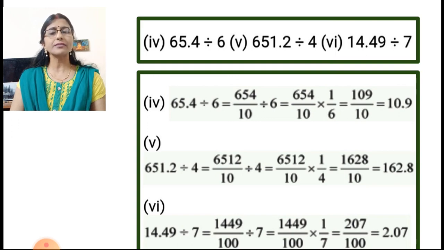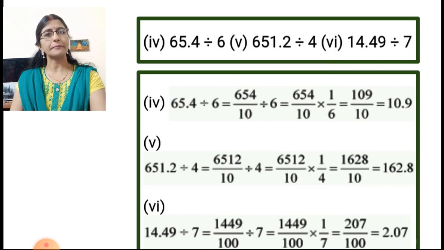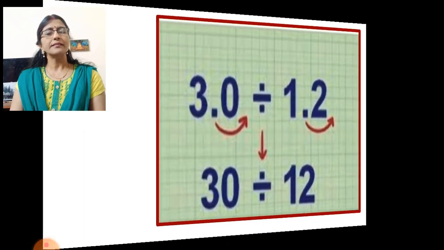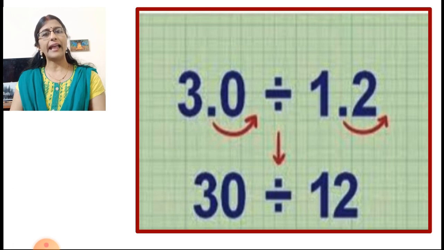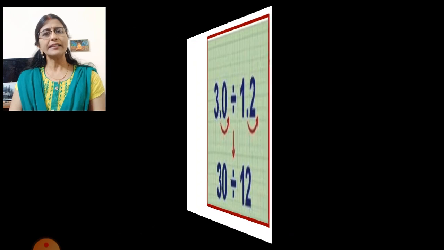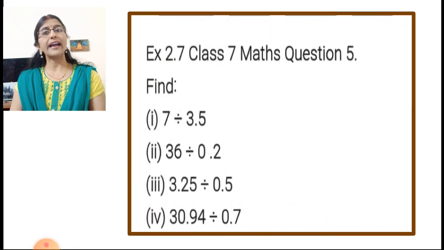Same way you will do the sixth question also, same method, practice and see whether you get the same answer or not. Now let us go to the next part. Here you can see decimal fraction, you can see both have decimal point. The dividend also has decimal point, even the divisor has the decimal point. So we'll have to remove. So for removing this, what you have to do? You have to multiply both by 10. 3.0 we will multiply it by 10 to remove points, so it will become 30, and 1.2 also will multiply by 10, you will get 12, and then we can divide it.